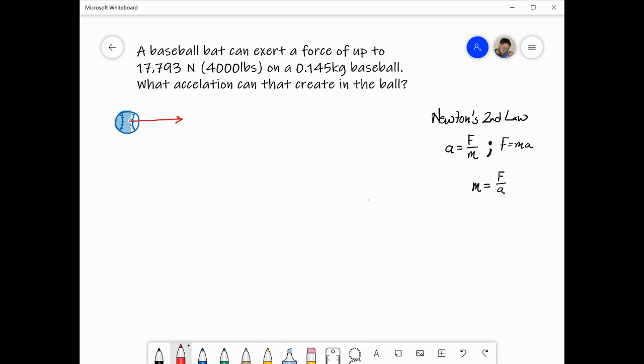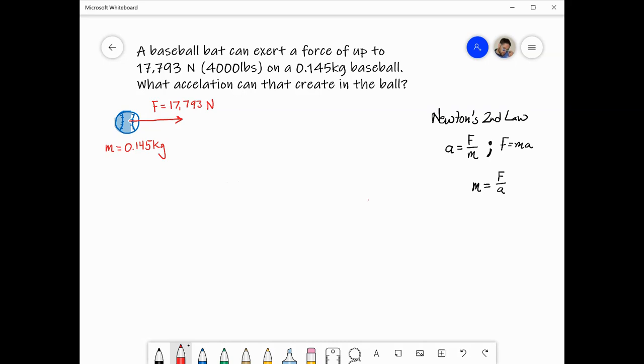I'm going to drop in my force, call it F, and write in my amount, because this is the G for given in DeGuess: 17,793 newtons, keeping in mind that I'm working in newtons. Then I'm going to drop in my mass as well. M is equal to 0.145 kilograms.